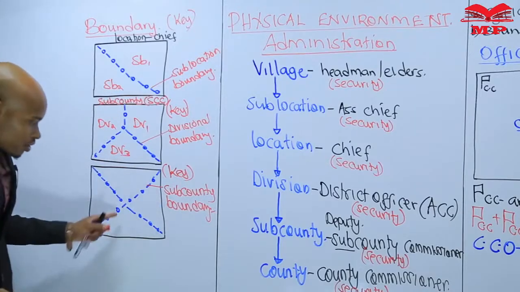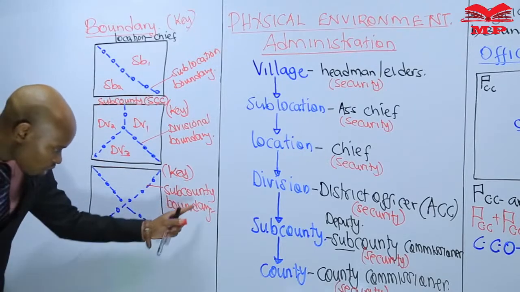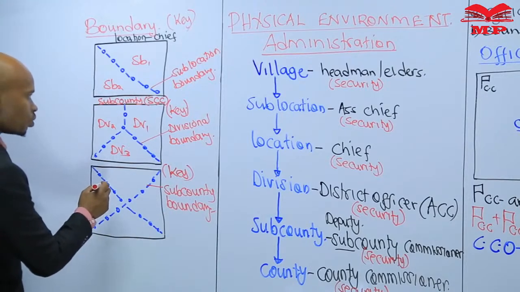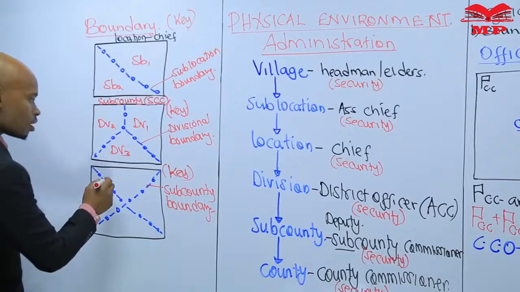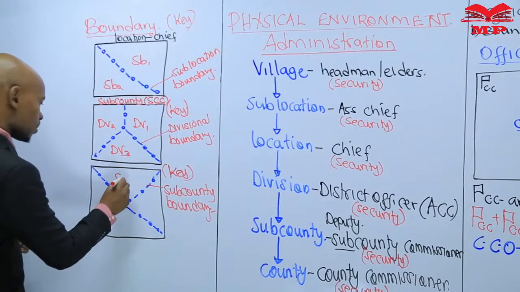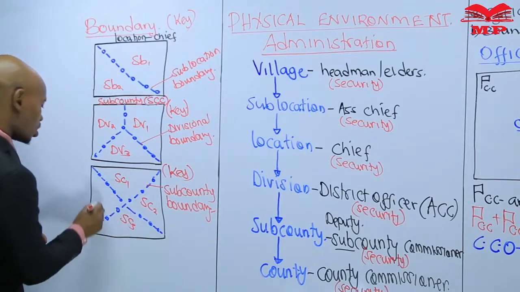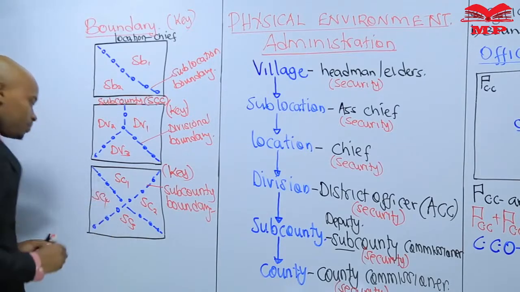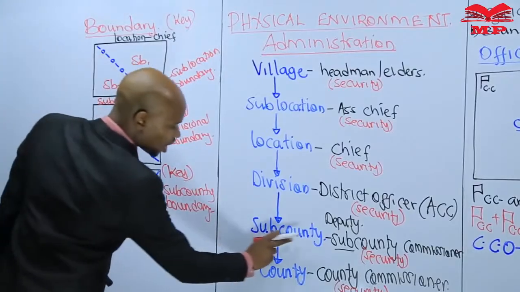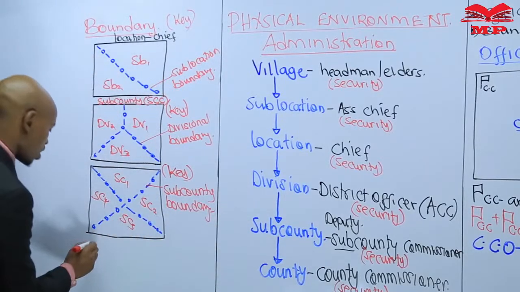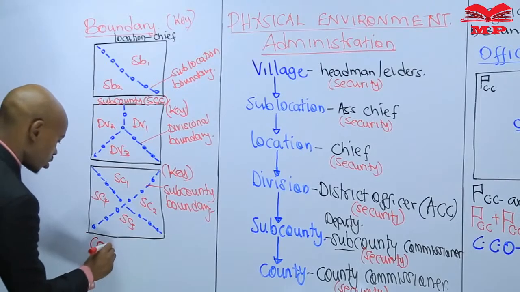The key of this particular map tells you that this is a sub-county boundary. So this one will be sub-county 1, sub-county 2, sub-county 3, sub-county 4. Many sub-counties make a county. So the whole of this area will be a county.